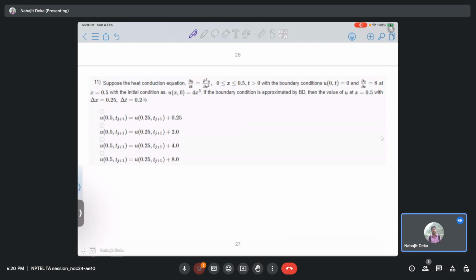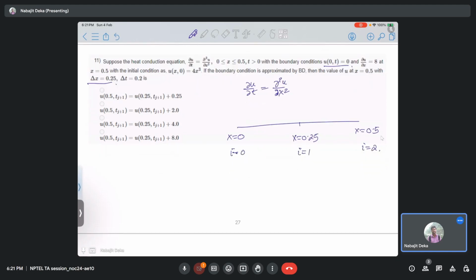So we see an equation now, the heat conduction equation, del u by del t equals del square u by del x square, where x is from x equal to 0 to x equal to 0.5. The boundary conditions are given. Delta x is 0.25, so this is x equal to 0.25. So i equal to 0, i equal to 1, and i equal to 2. Delta t is given as 0.2.